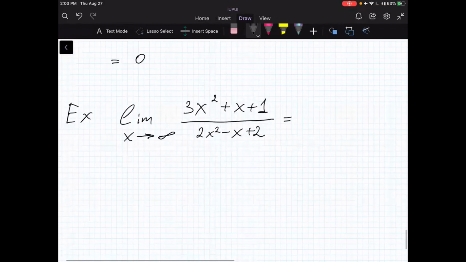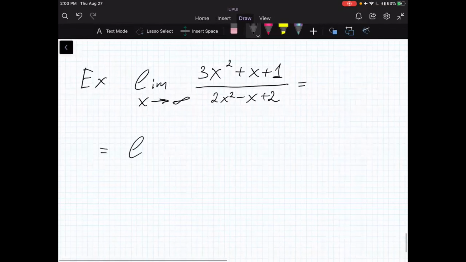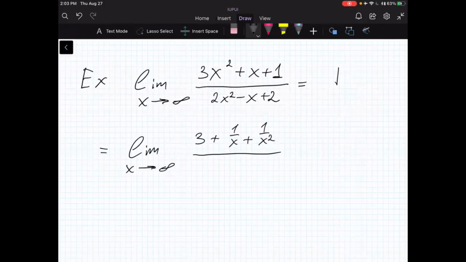Then this limit is the same as the limit when x goes to infinity of 3 plus 1 over x plus 1 over x squared, since I divide by x squared, and in the denominator we get 2 minus 1 over x plus 2 over x squared.